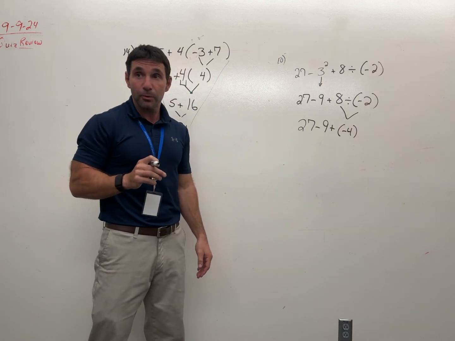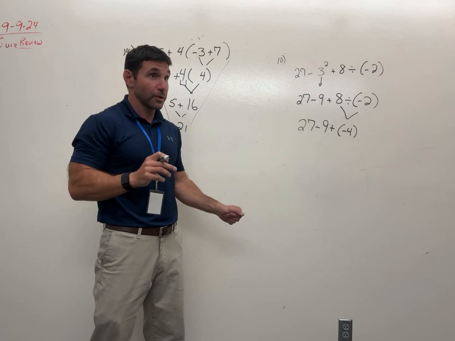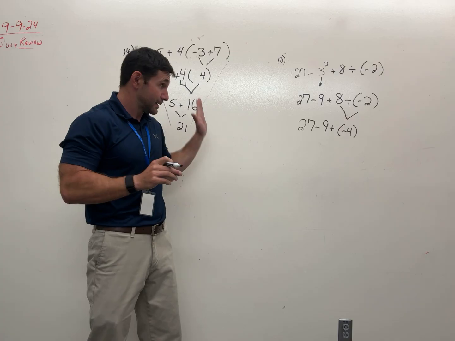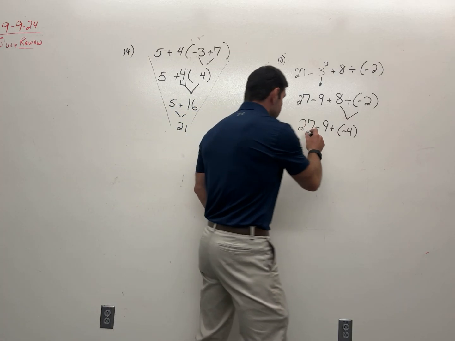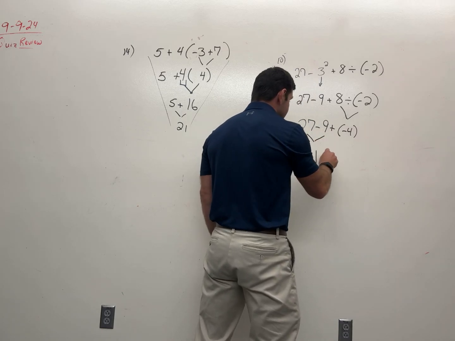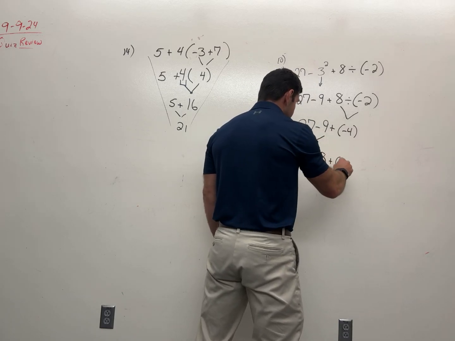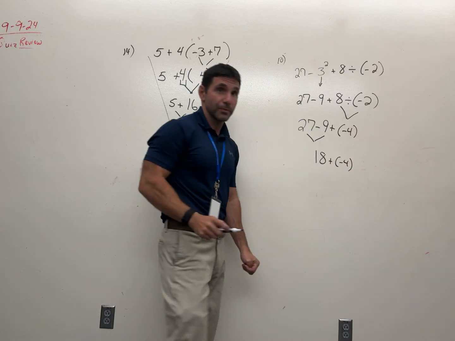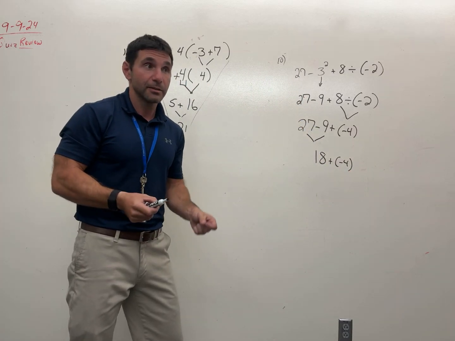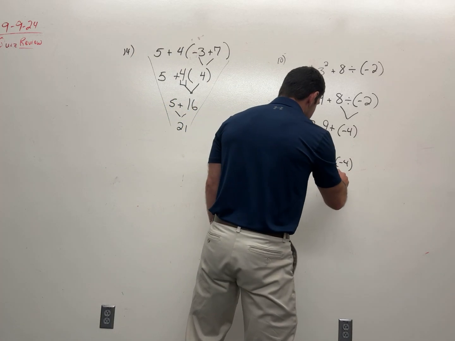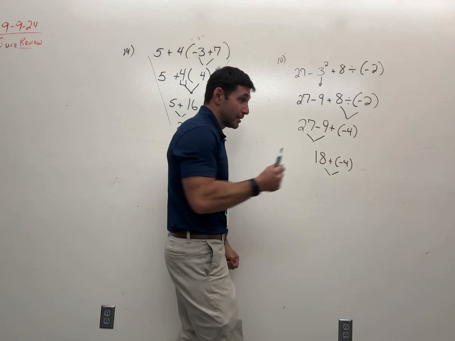Okay, so now we're at adding and subtracting. We do adding and subtracting from left to right. 27 minus 9 is 18 plus a negative 4. So use your calculator. 18 plus a negative 4 gives me 14.